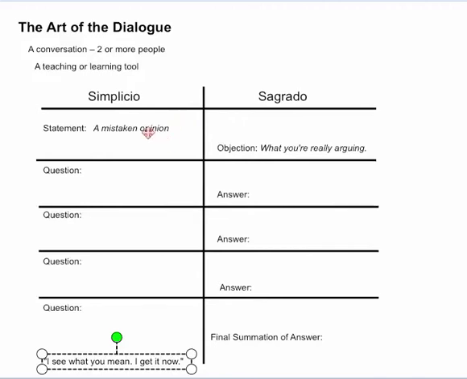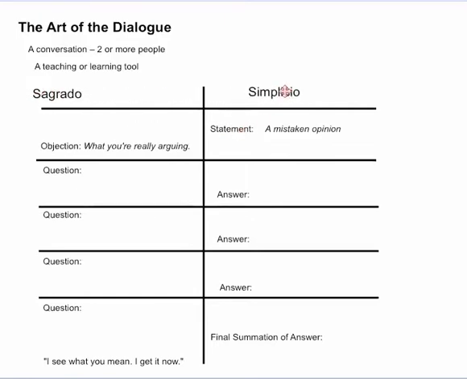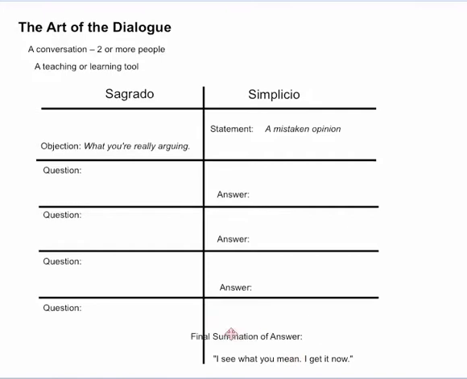Now, a lot of people start out their dialogues with Simplicio's opinion being what it is that they believe. And if that's the case, then keep in mind that you can, in fact, reverse these two opinions. And it's a whole lot easier to change the names of the characters like this and set it up this way so that Sagrado actually wins at the end.